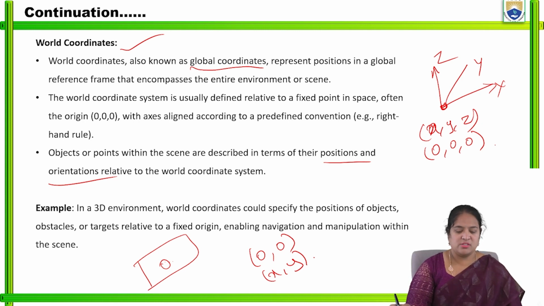right? So, what are the applications of this? It is used to find out the position of the object. It is used to find the obstacles occurring around the object, or any particular target's fixed origin, or any sort of navigation or manipulation taking place in its surroundings, which will be found by the world coordinate system. Clear?